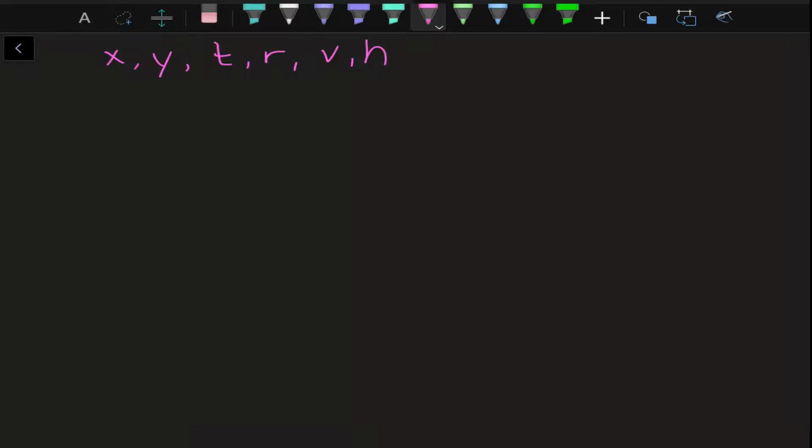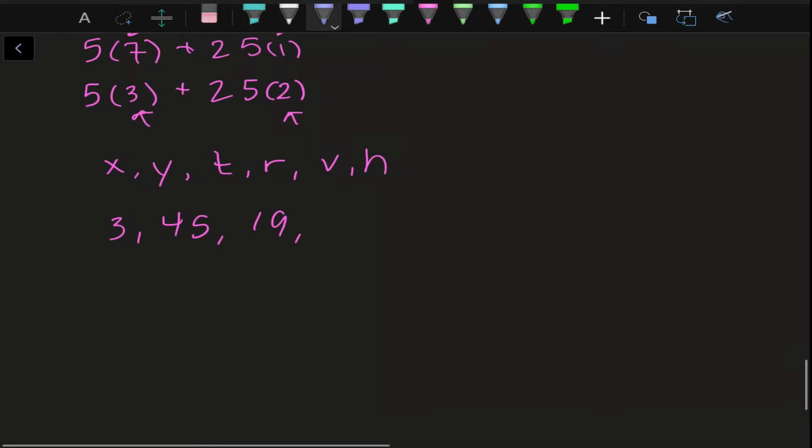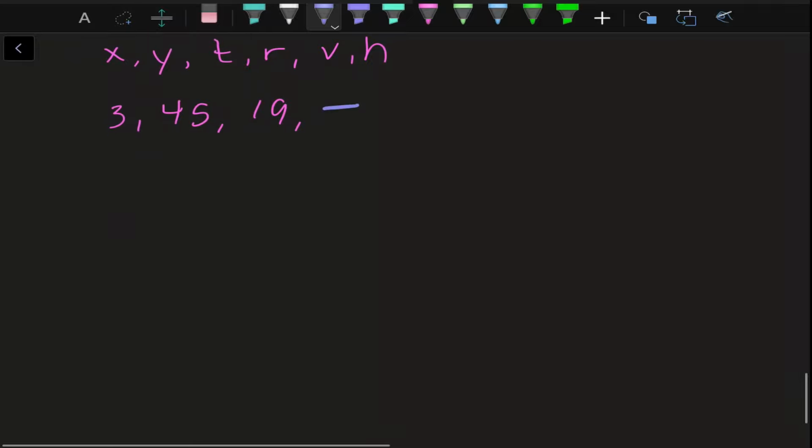And again, numbers like 3, 45, 19, and above here, the 25 we see, and the 5, those are what we call constants, and they can only be that number. We're not going to be changing that.